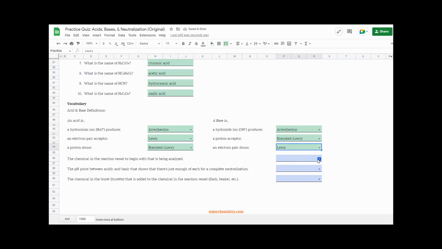The chemical in the reaction vessel to begin with that is being analyzed, that would be the analyte. The pH point between acidic and basic that shows that there's just enough of each for a complete neutralization, that's the equivalence point. Some people made some mistakes on their lab with that. And the chemical in the burette that is added to the chemical in the reaction vessel, the flask or beaker, etc., would be the titrant.